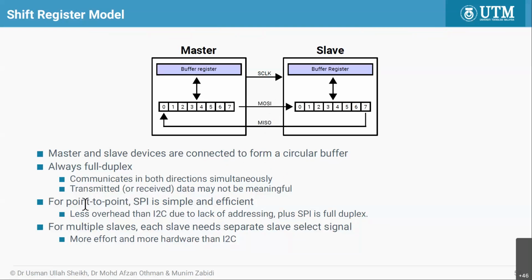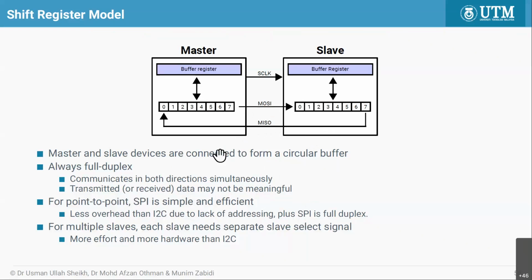So for point-to-point, SPI is simple and efficient because there's no addressing needed. So less overhead. If you want to send one piece of data, just send, you only need 8 clock cycles. You don't need to send the address, and you don't need to wait for acknowledge and so on. So less overhead. And also because it's duplex, theoretically you can send and receive data at the same time if you want.